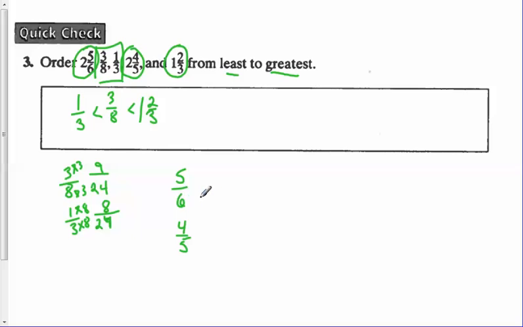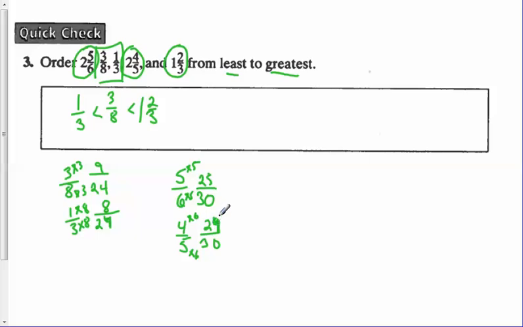Common denominator between 6 and 5, well, we'll use 30. And I multiplied 6 times 5 to get to 30, so I'm going to multiply 5 times 5 and get 25. And then I multiplied my 5 times 6 to get to 30, so I'm going to multiply 4 times 6 and get 24.